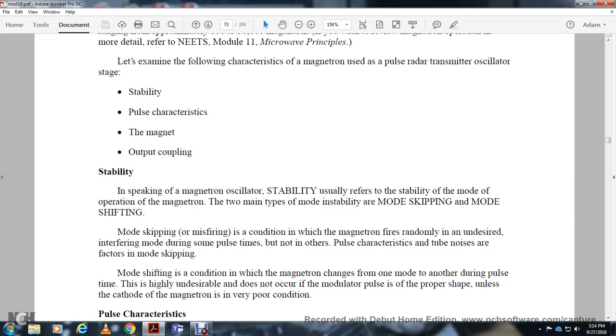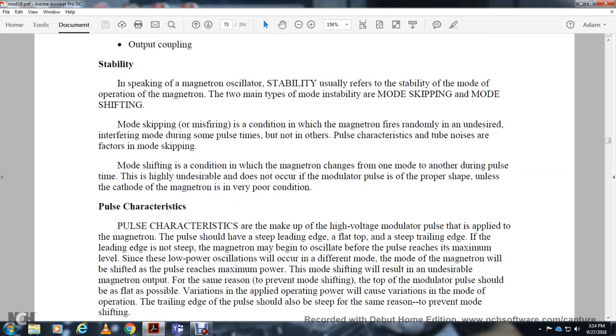Skipping, or misfiring, is a condition in which the magnetron fires randomly, undesired, interfering with the pulse duration. It fires some of the multiple times, but not others. Pulse characteristics and tube noises are fault factors. In mode shifting, the magnetron changes from one mode to another mode. Shifting during the pulse time is highly undesirable. It does not occur when the modulator pulse has the proper shape and length for the magnetron; otherwise it is a very poor condition.